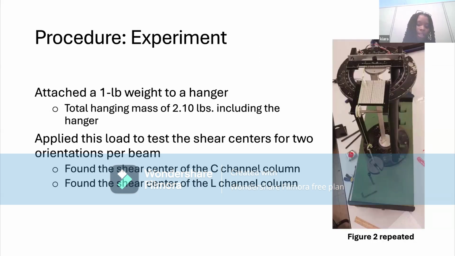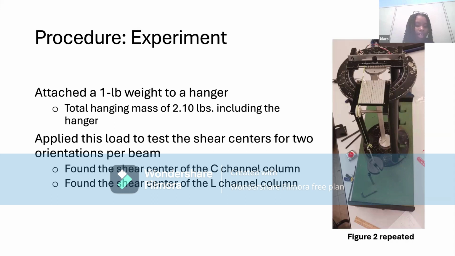Moving on to our experiment, we needed to cause deflection on each of the columns, which requires some sort of load. We decided to attach one 1-pound metal weight to a hanger that already weighed about 1.1 pounds. This brought the total attached mass to about 2.1 pounds. As we stated earlier, since the shear center has two axes at which there is no torsion, we needed to apply the load to two orientations for each column.